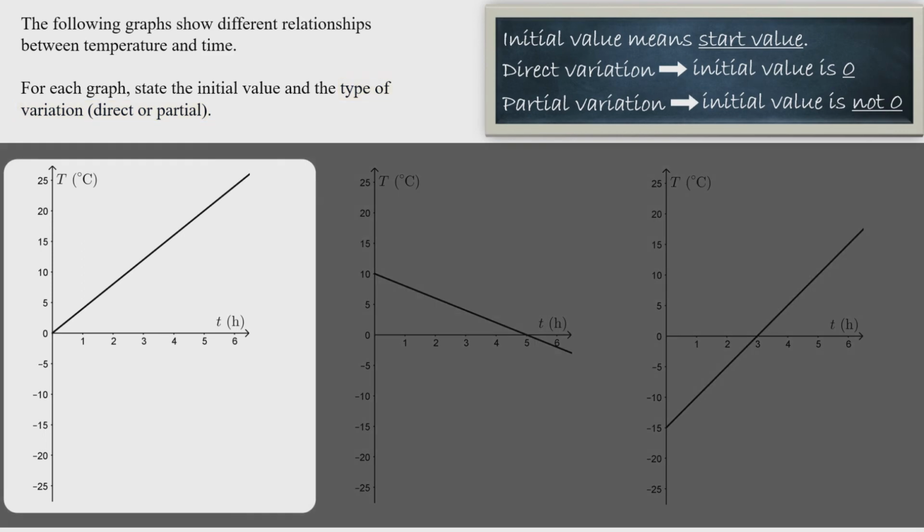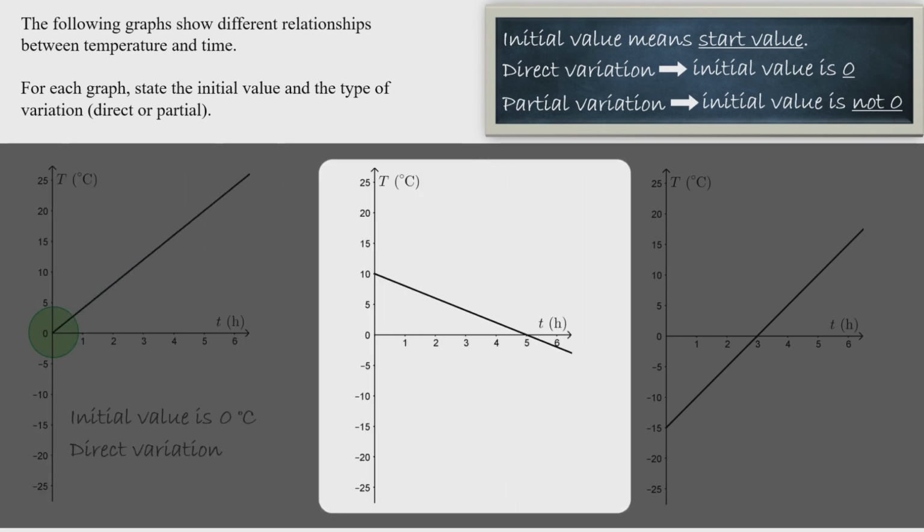Now let's look at our 3 graphs. For the first graph, what is the initial value? Well, there it is right there, 0 degrees Celsius. In other words, when the time is 0, the temperature is 0 degrees Celsius. So we can state our initial value is 0 degrees Celsius, and because the starting value is 0, we have a direct variation.